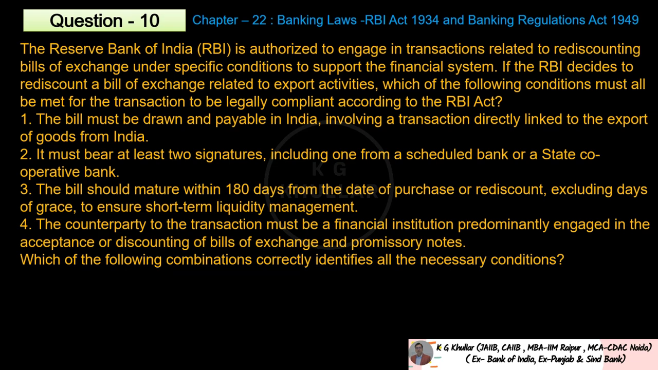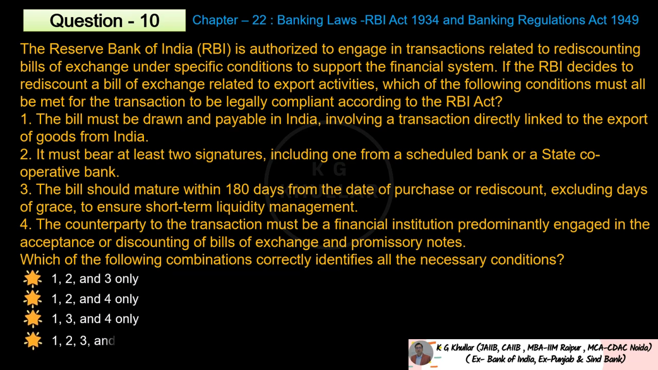Now the first statement is the bill must be drawn and payable in India involving a transaction directly linked to the export of goods from India. Then second statement is it must bear at least 2 signatures, including one from a scheduled bank or a state cooperative bank. Then third statement is the bill should mature within 180 days from the date of purchase or rediscount, excluding days of grace, to ensure short-term liquidity management. Then fourth statement is the counterparty to the transaction must be a financial institution predominantly engaged in the acceptance or discounting of bills of exchange and promissory notes. Now, which of the following combinations correctly identifies all the necessary conditions? And these answer choices are given to you.